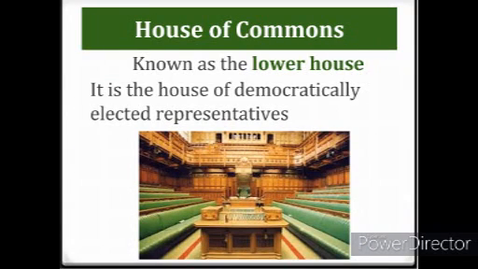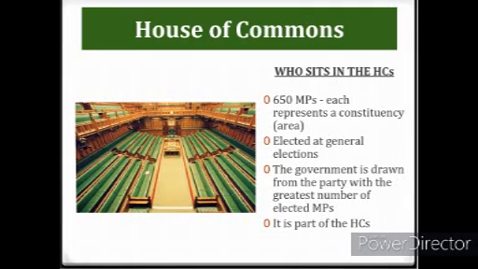So turning to the House of Commons, the House of Commons is known as the lower house, even though, as you've just heard, it technically has much more power. So the House of Commons is the house of the democratically elected representatives. So these are members of Parliament that we elect every 5 years, roughly, in a general election. And there's about 650 members of Parliament at the moment, and each member of Parliament represents a specific area, and those areas are called constituencies.